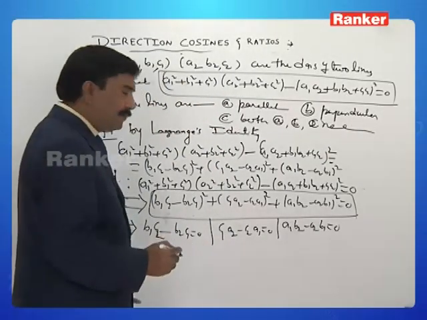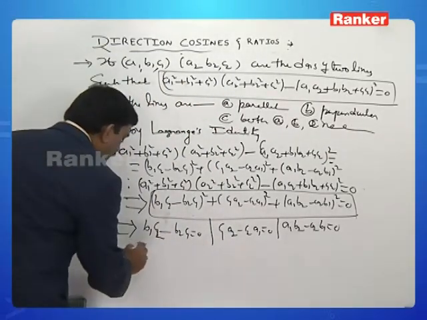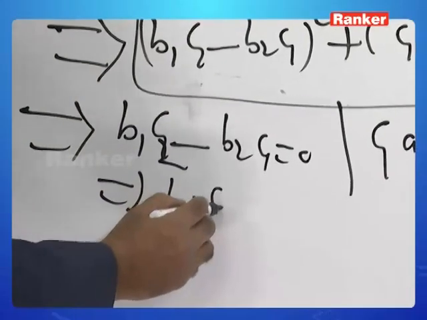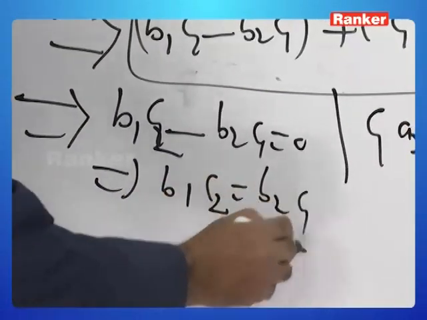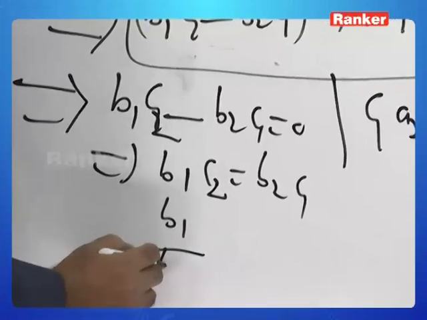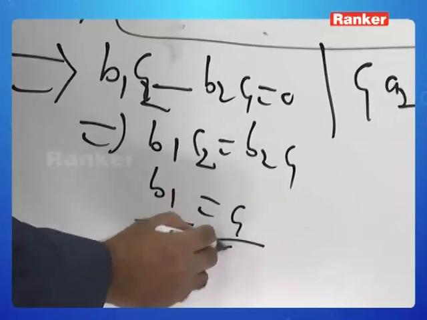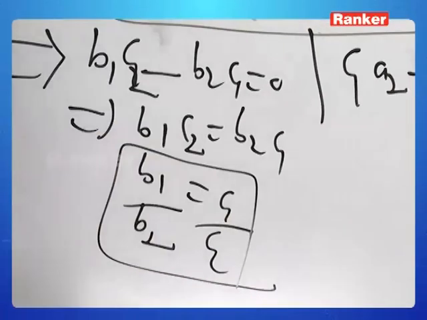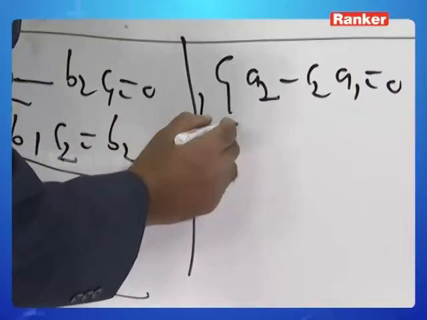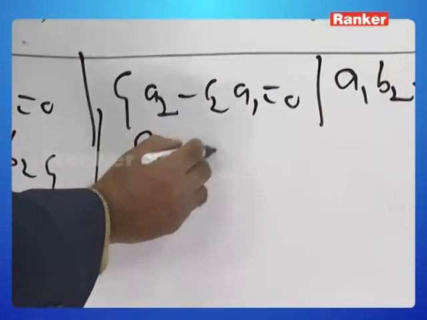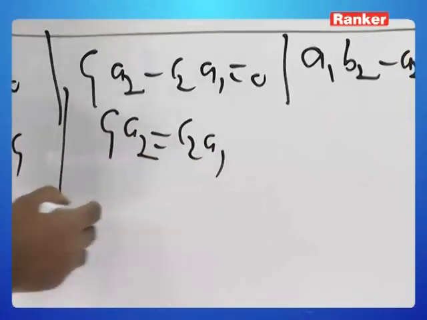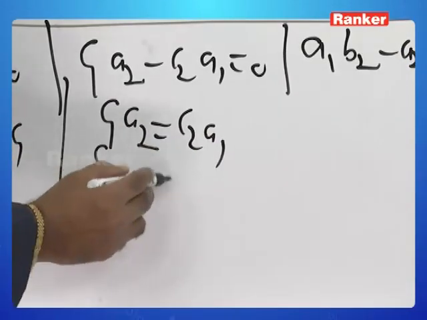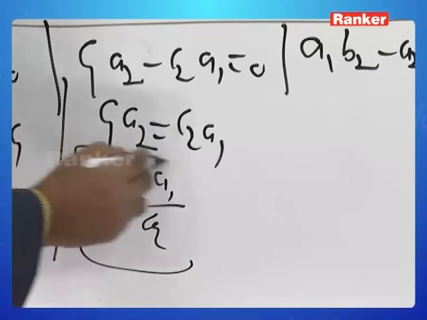A2 B1 is equal to 0. So therefore, which implies B1 C2 is equal to B2 C1, so B1 by B2 is equal to C1 by C2. Now I can write C1 A2 is equal to C2 A1, so C1 by C2 is equal to A1 by A2.